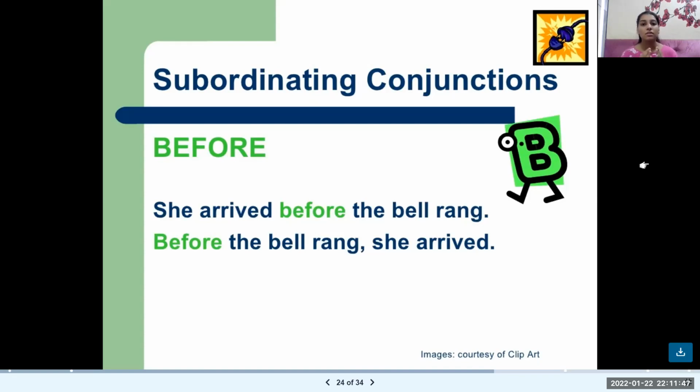Whatever question arises in your mind when you read the first sentence, she arrived, you will wonder, when did she arrive? That is the question that will come to your mind. But in the second sentence, what are they doing? They answer your question first and then place the main clause. So before the bell rang, she arrived. This is how two sentences which have the same meaning but are written differently are connected by the word, right?